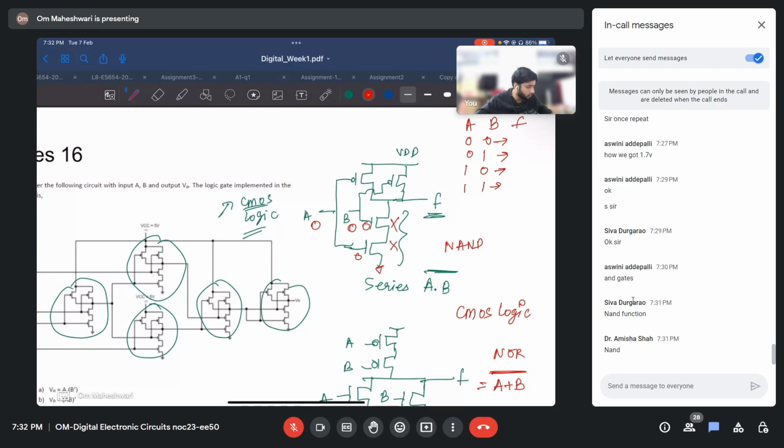These two NMOS are off. There is no path for current here. This is 0, this is 0, so both PMOS are on. One thing to note here is that NMOS turns on when 1 is given, and PMOS turns on when 0 is given. So we have both PMOS on, and this is the only current path now, right? Here, this path is off. So we will get VDD at the output, that is 1.